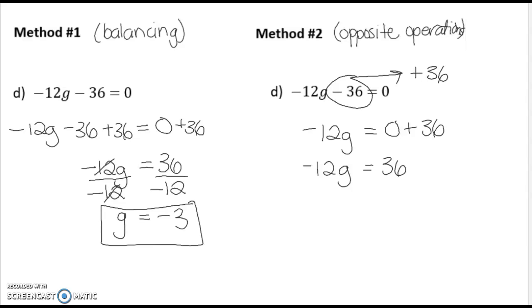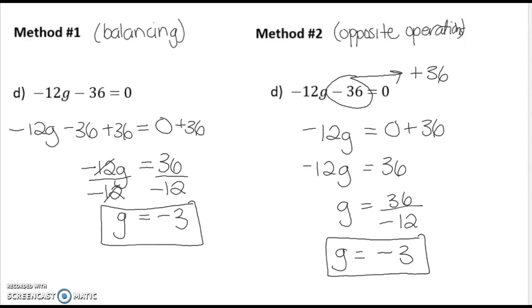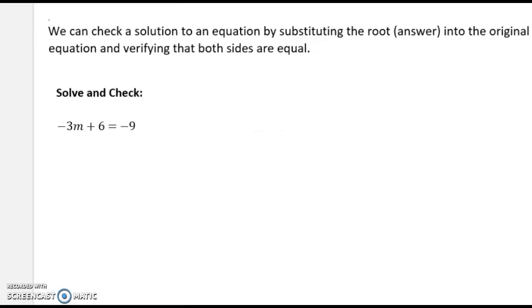And now over here, we have negative 12 times G, so the opposite operation is divided by. So we're going to have G equals 36 divided by negative 12. And then G equals positive 36 divided by negative 12 gives you negative 3. Ta-da! Same answer again. Okay, so next slide.